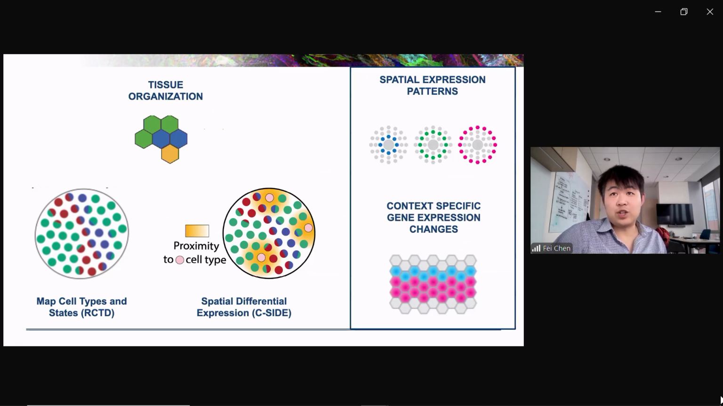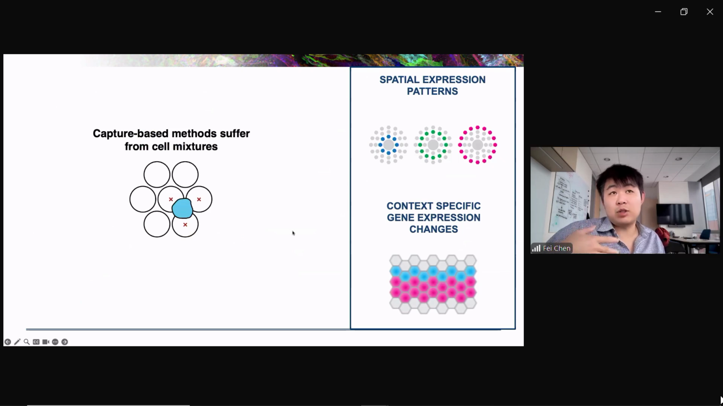But this is actually quite challenging to do in these capture-based methods. And that's because these capture-based methods, including Slide-seq, suffer from cell mixtures. If you imagine these gray circles, black circles are the beads or pixels on your array, even if your pixels are smaller than the cell, you can't exactly control what pixels your cells land on, and thus individual pixels can be mixtures of transcriptomes from individual cells.